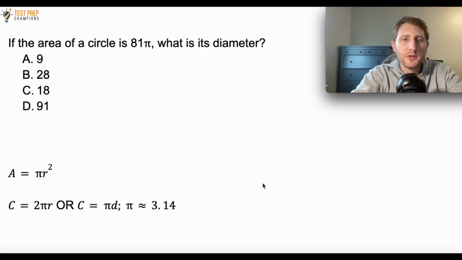If the area of a circle is 81 pi, what is its diameter? I've picked out the formulas that go along with circles from the formula sheet, and it'll be up to you to decide which formula or formulas you want to use. Also note that on the formula sheet, they say that pi is approximately 3.14, and you might not have to use that value to answer this question, but if you do, you'll want to use 3.14 in your calculation.